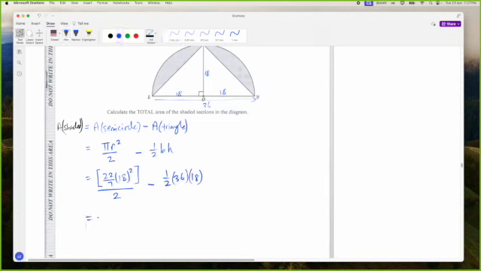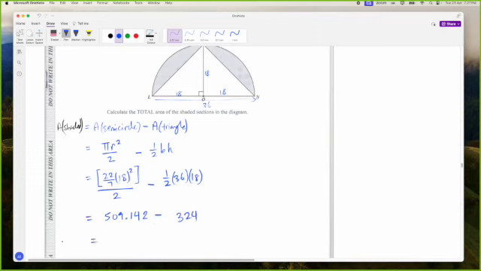Anybody want to help me with this? No? All right. 18 squared is multiplied by pi, 22 over 7. Oh, why am I getting that in fractions? Divided by 2, 509.142 minus 36 times 18 divided by 2 is 324.